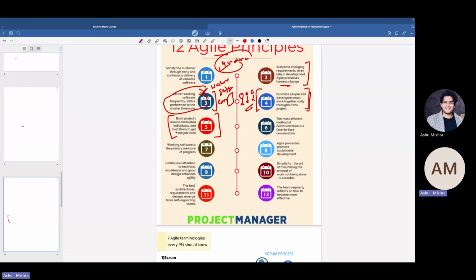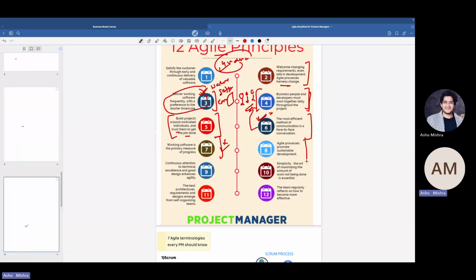and hence we should trust them to get the job done. The most efficient method of communication is a face-to-face conversation, and hence these daily stand-ups, guys, are so fruitful and so worth doing. Then seventh is working software is a primary measure of progress, guys. No, there should not be comprehensive documentation. Having said that, we will always give preference to working software.